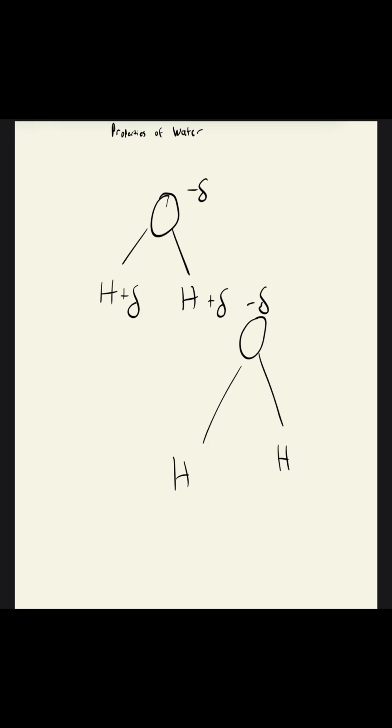There's also another property called high specific heat capacity. A large amount of energy is required to break those hydrogen bonds before the water temperature can rise. This allows organisms and bodies of water to resist rapid temperature fluctuations.